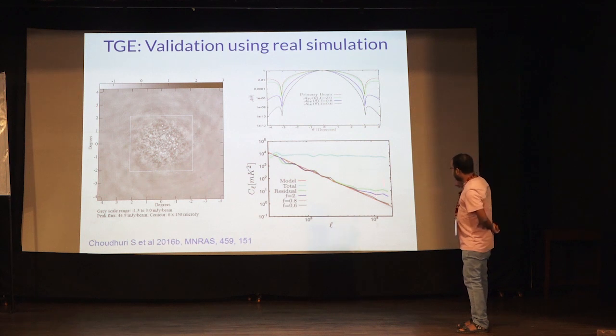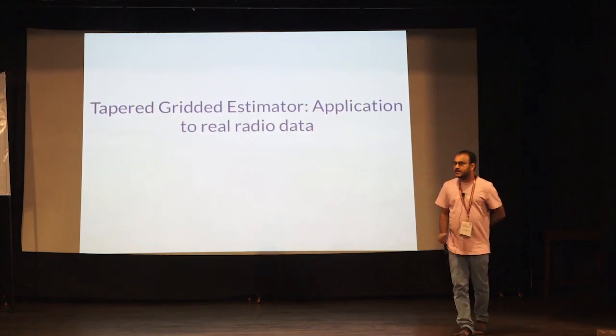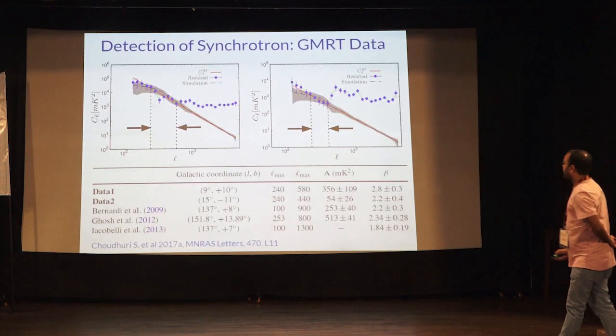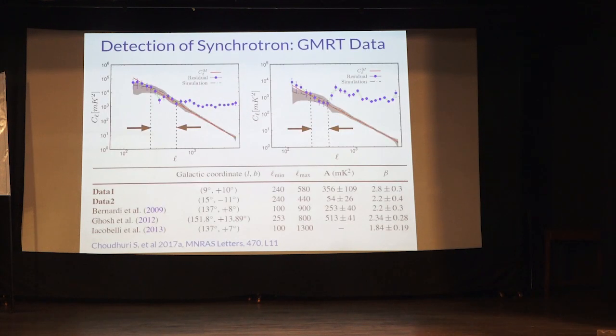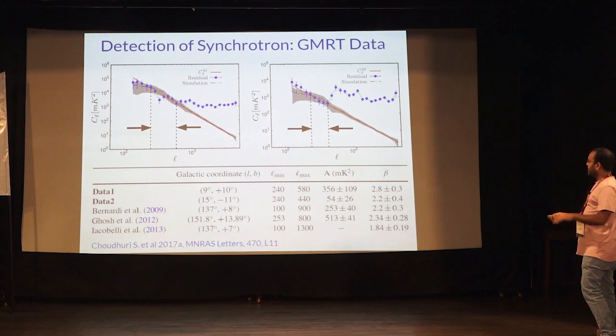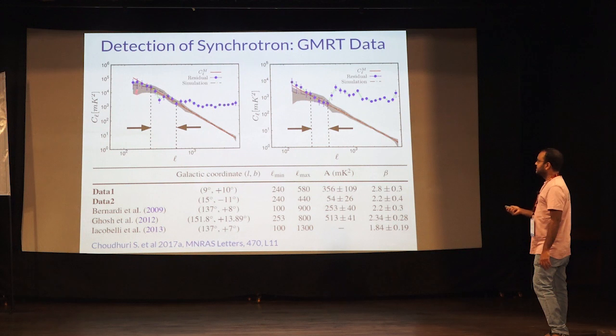Whatever is outside can be suppressed and we can recover the model. So this is one of the validations. Now we have validated the estimator on the simulated data, and it's time to apply it to real data. We use two GMRT observations slightly off the galactic plane, at 10 degrees and minus 11 degrees galactic latitude, and this is the result for the power spectrum.